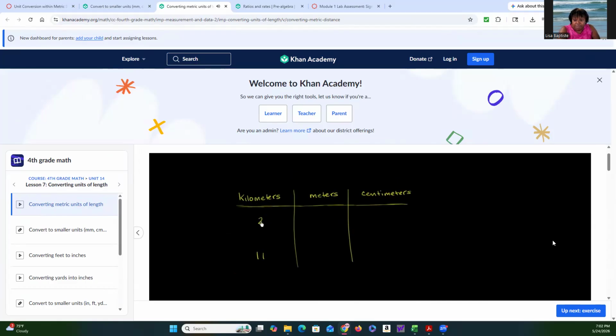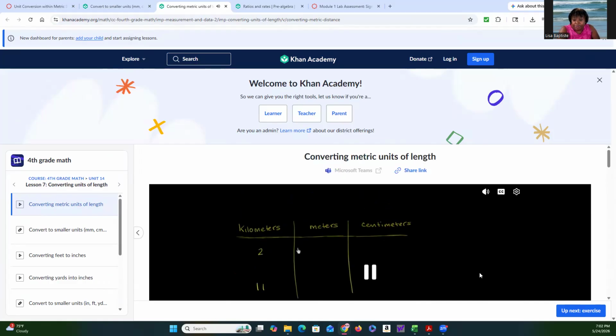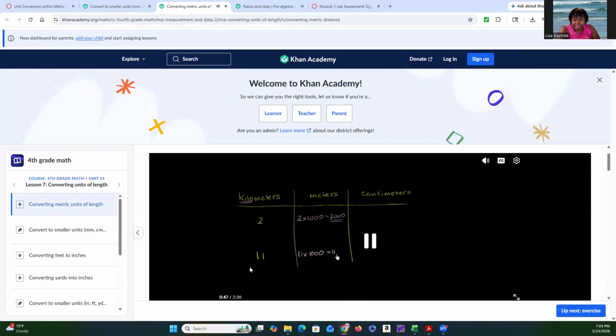And so this goes through basically how you're going to determine going from one particular unit to the next. So if we're starting out with 2 kilometers and we want to go to meters, okay, we're going to take 2 times 1,000 because there are 1,000 meters in 1 kilometer. And so 2 times 1,000 will give you 2,000. We do the same thing if we have 11 kilometers. So 11 times 1,000 will give you 11,000.